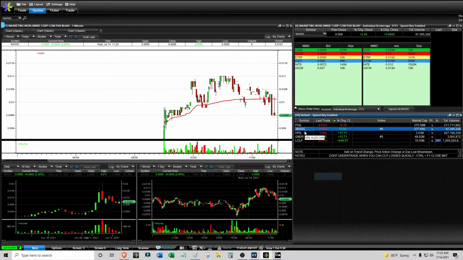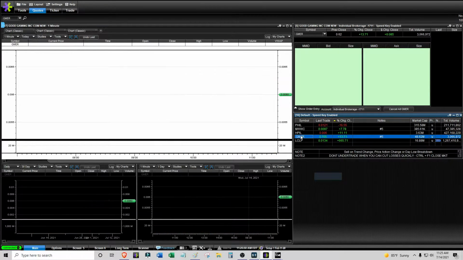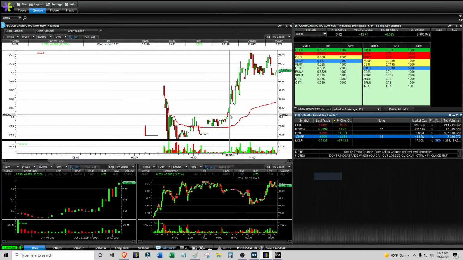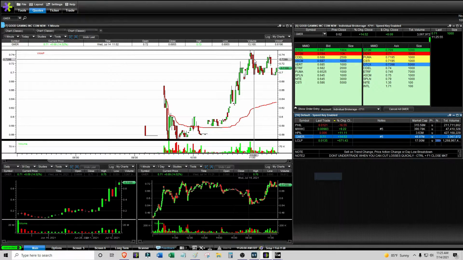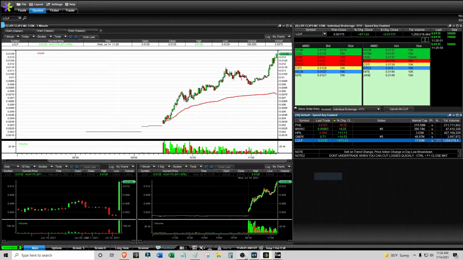It doesn't trade anymore with nice volume either. So MWWC, also nothing. HPIL is nothing. GMER, oh, there we go, is doing that random breakout, but nothing I want to trade there either. That's all I got. I'll make an update later. Today I probably won't trade anything else, but who knows.